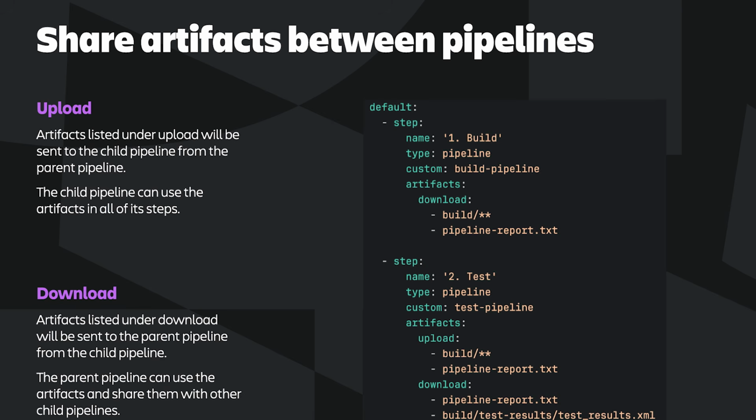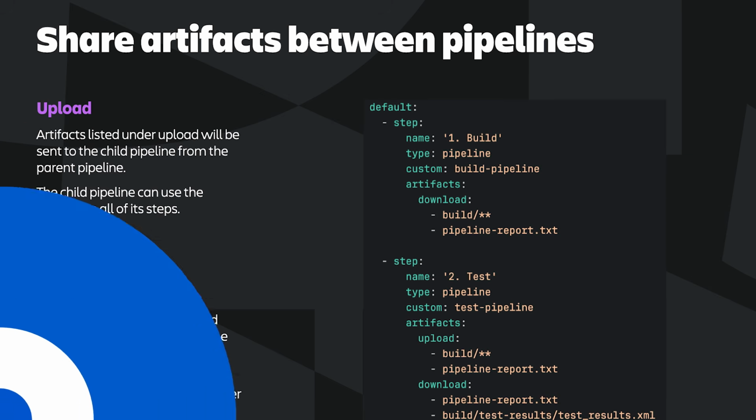Artifacts listed under upload will be moved from the parent pipeline into the child pipeline where they can be used and potentially modified. Artifacts listed under download will be moved from the child pipeline up a level to the calling parent pipeline where they can be used and potentially passed to other child pipelines. In this way, a parent pipeline could download artifacts from a build child pipeline and then upload them to a testing child pipeline. Now, let's look at an example of how you can share artifacts between parent and child pipelines.